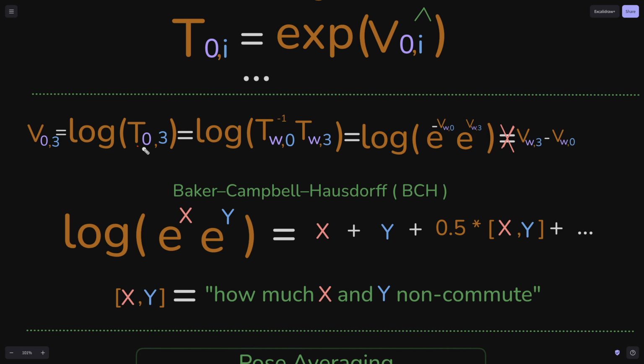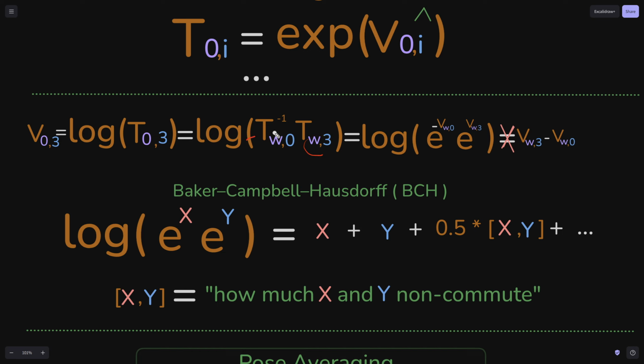And let's wait a second. What is T03? Well, T03 is TW0 inverse composed by TW3. Okay, this is how 0 sees 3. Okay, nice. But we know a lot about Lie groups and the algebras now, so let's delve deeper and decompose those.